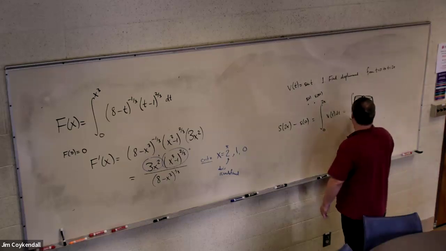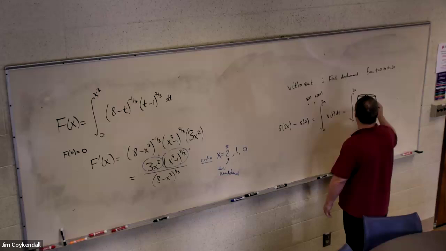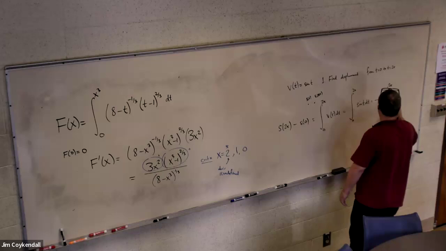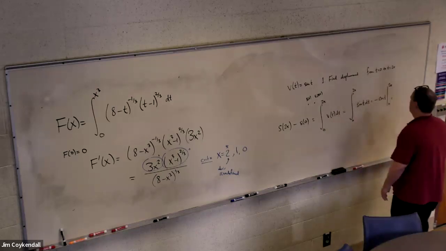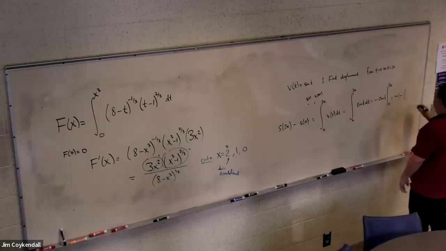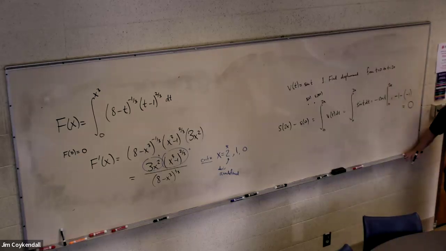So this should be the integral from 0 to 2 pi of sine t, which is minus cosine t. When I plug in 2 pi, I get minus 1. And when I plug in 0, I get minus 1. So we get minus 1 minus minus 1, which is 0. The displacement of this particle is 0. So if you go for 2 pi seconds, it ends up exactly where it started.